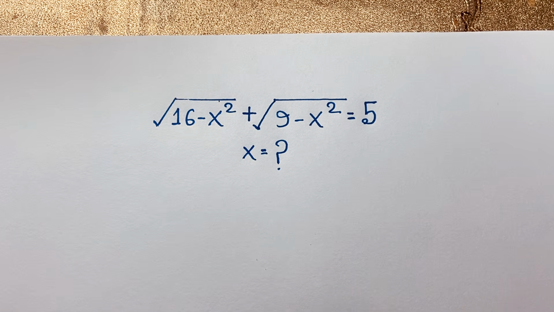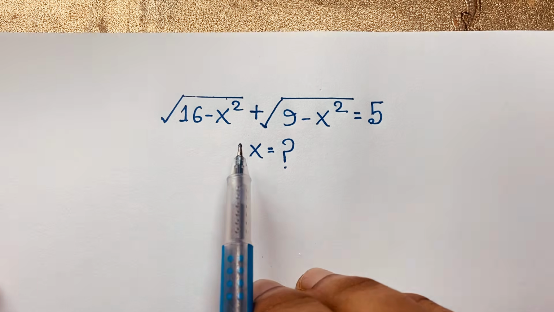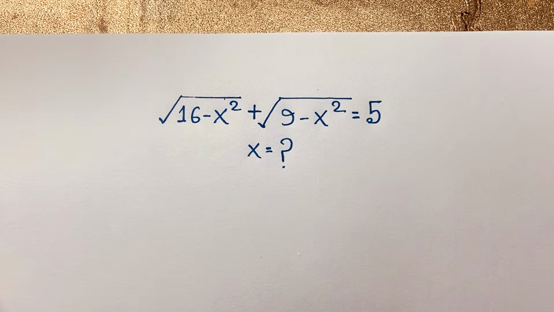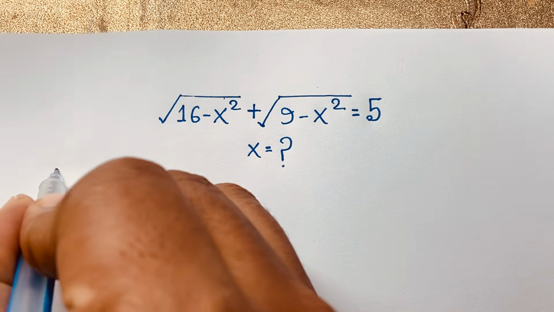Today we are going to solve an interesting maths problem. This radical maths question: square root of 16 minus x squared, plus square root of 9 minus x squared, is equal to 5. X is equal to what? How to solve this interesting maths problem?